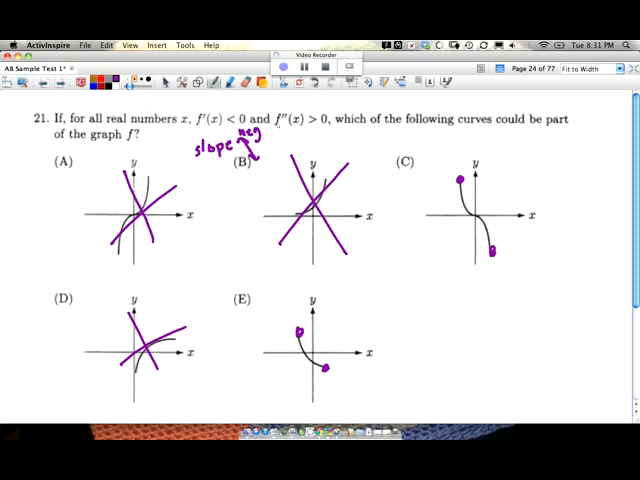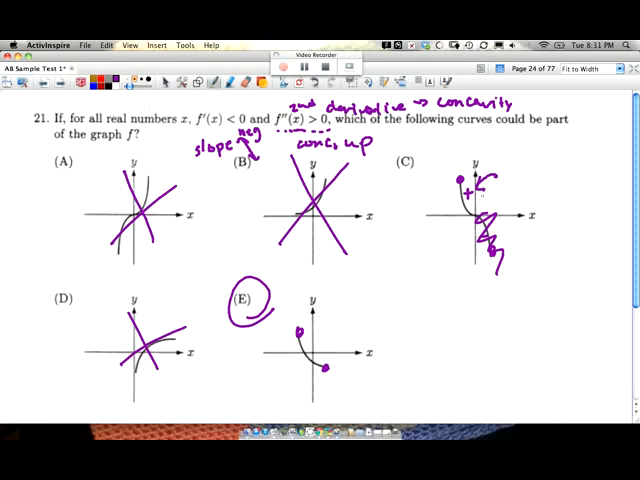Alright, next it says, for all x, not just a few, but all of it, f double prime of x is greater than 0. What does that mean? Second derivative is telling me about concavity. So that really means that it's concave positive or concave up, which would be E. Why? Because this is concave up, but then it's concave down, and that's not okay. Can't just be partially correct. You have to be all correct, like this one.